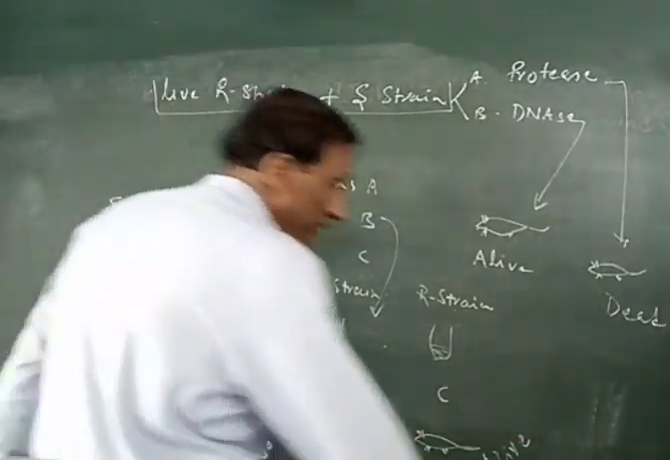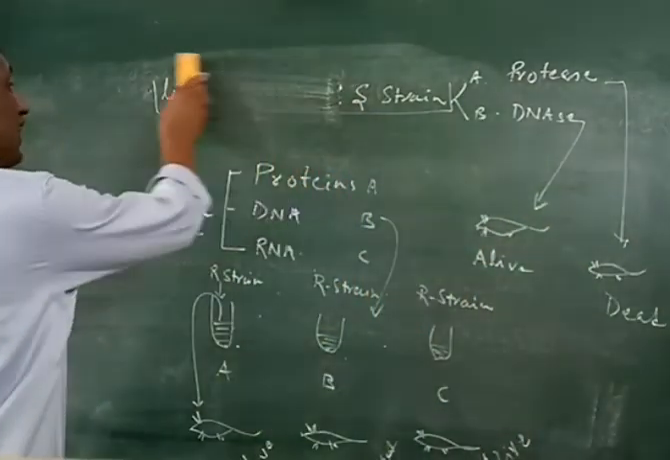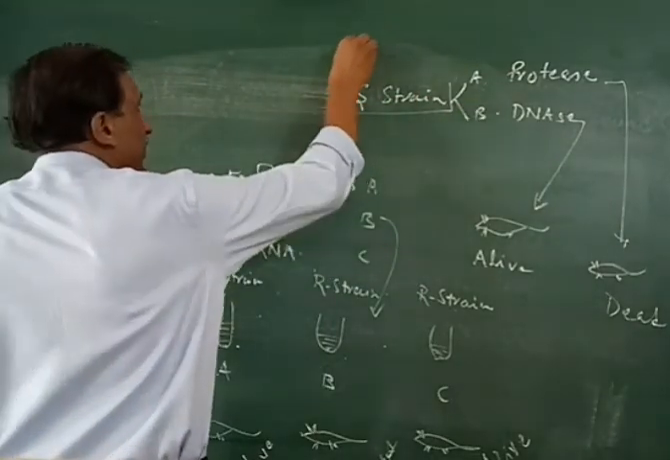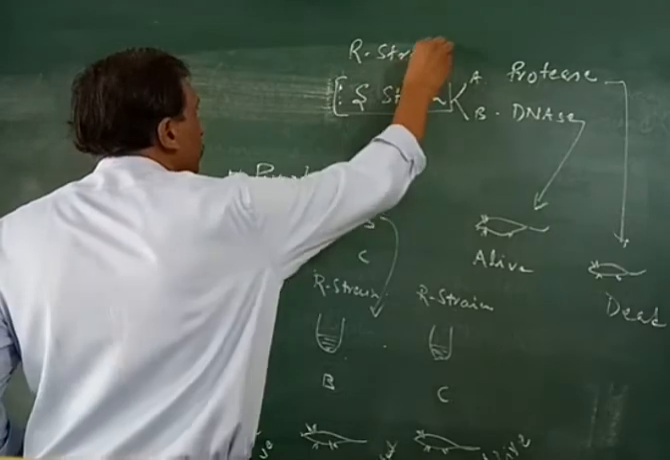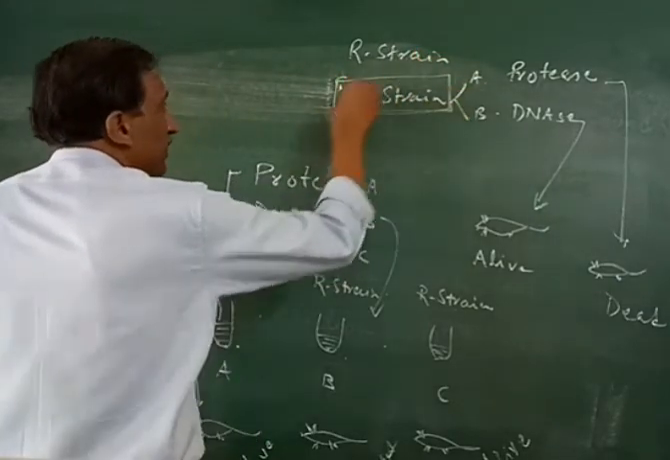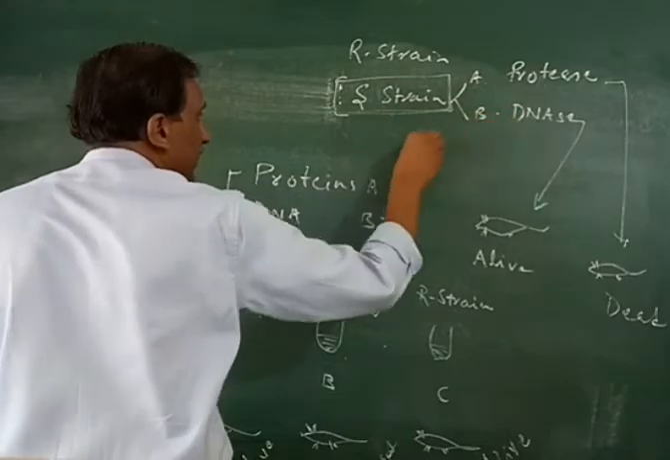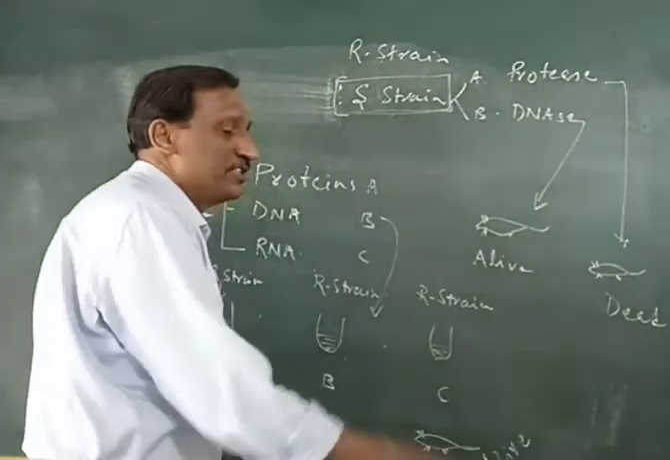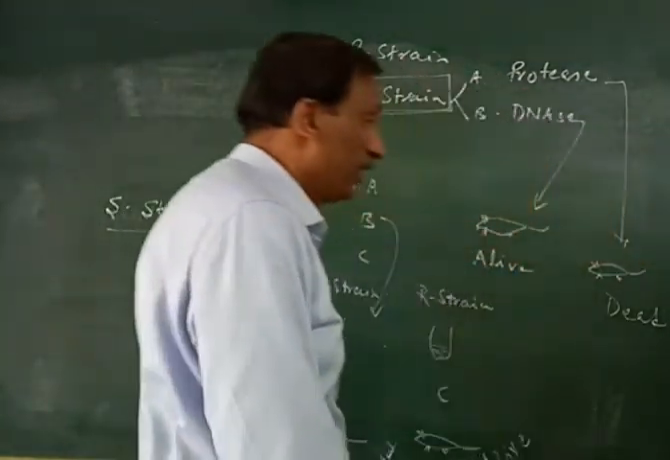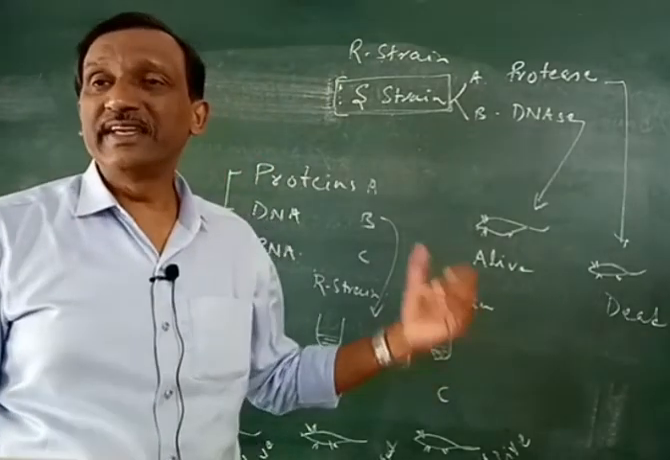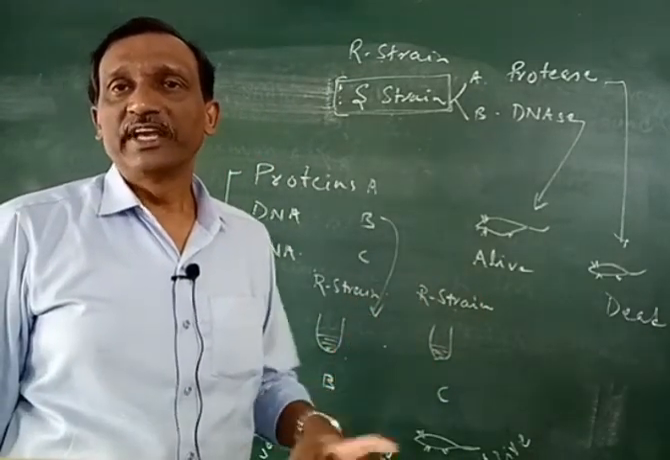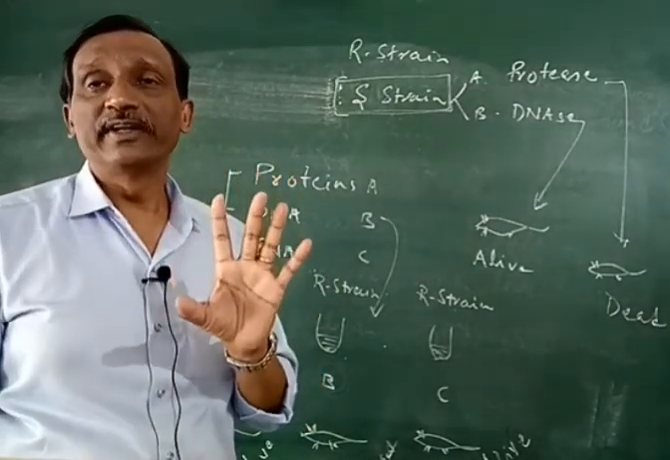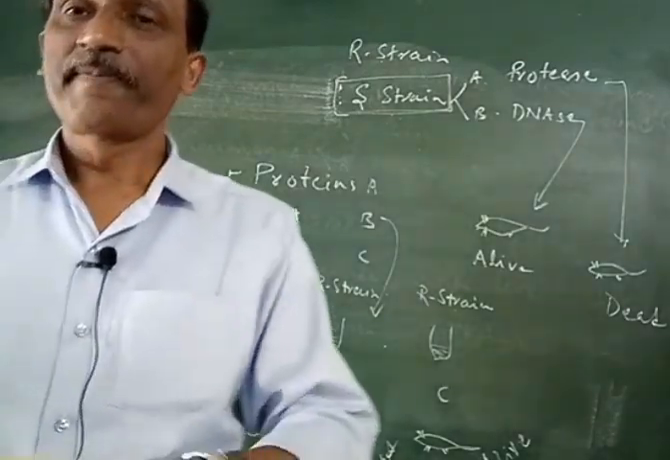Rather, this experiment we can put like this also: first you take the S-strain bacteria, add protease in one sample, add DNase in another sample, then add R-strain live bacteria, keep for some time and then inject. So we came to know it is not the protein, rather it is the DNA which causes transformation. Hence we got one clue: the genetic material should be made up of DNA. That's all for today. Thank you.